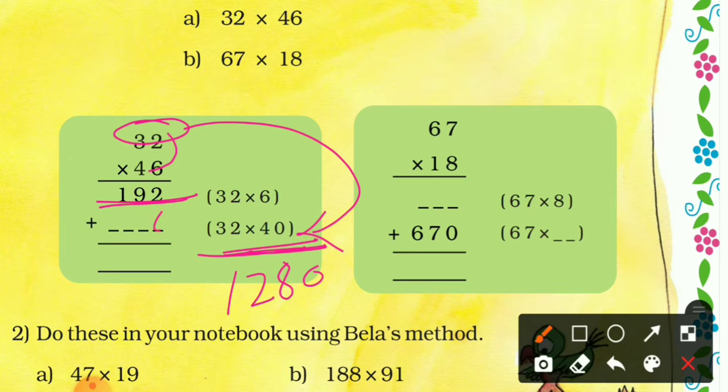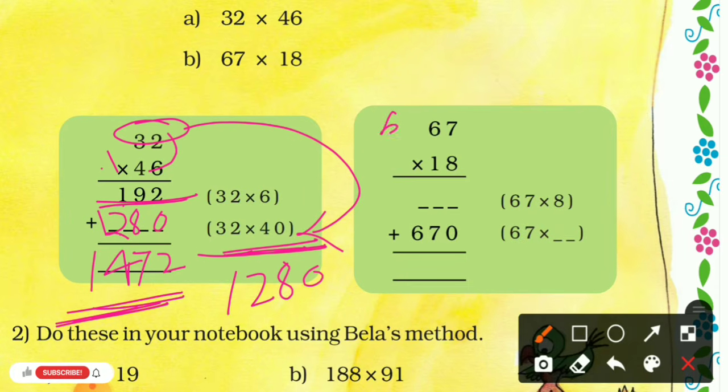So here we will write 1280. So now add this all. 2 and 0, 2, 9 plus 8 it is 17. 7 will be written here, 1 will be carried. So 2 plus 1, 3, plus 1, 4, and now 1, 1472. This is our product. Now the same process we have to do for the B.